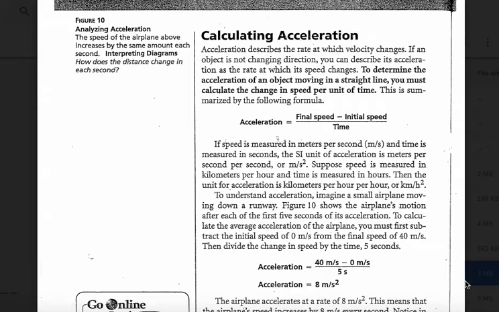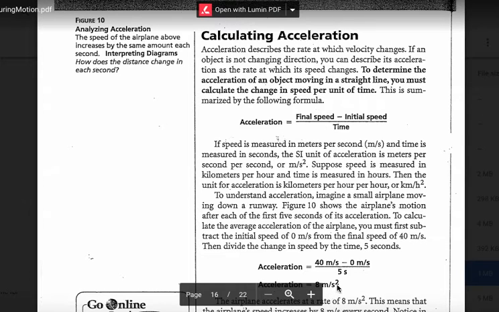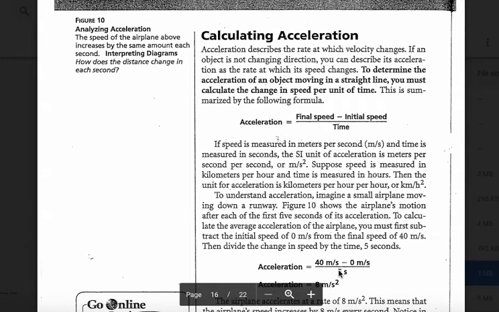To understand acceleration, imagine a small airplane moving down a runway. Figure 10 shows the airplane's motion after each of the first 5 seconds of its acceleration. To calculate the average acceleration of the airplane, you must first subtract the initial speed of 0 meters per second from the final speed of 40 meters per second. Then divide the change in speed by the time, 5 seconds. So its acceleration would be 8 meters per second squared. 40 minus 0 is 40, divided by 5 seconds, 8 meters per second squared.